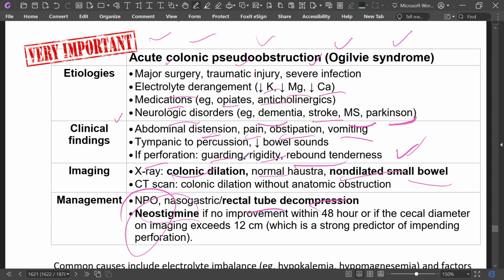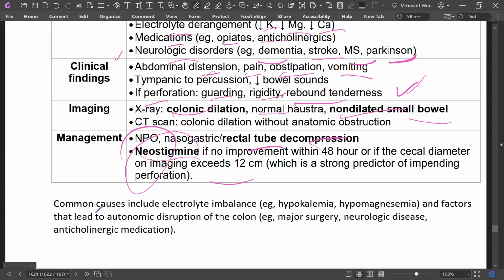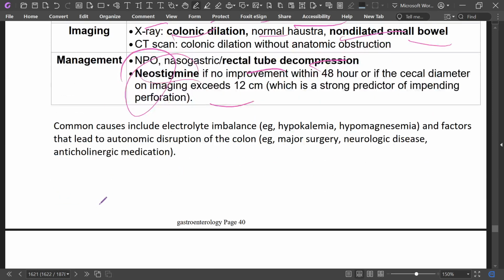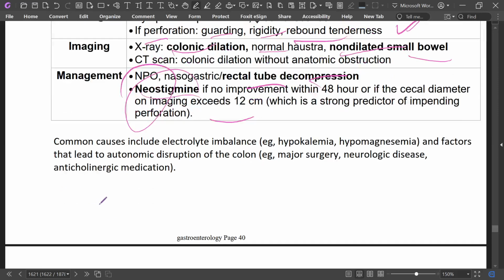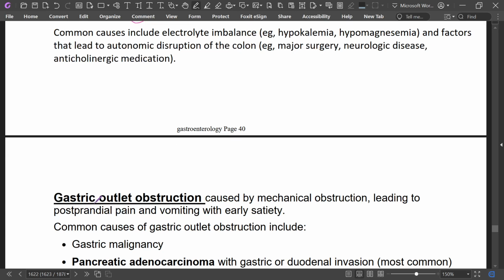New treatment can be given in Ogilvie syndrome if improvement does not occur within 48 hours or if the cecal diameter on imaging exceeds 12 centimeters. Common causes of Ogilvie syndrome are hypokalemia and hypomagnesemia that lead to autonomic disruption of the colon, major surgery, neurologic disease, and anticholinergic medication.